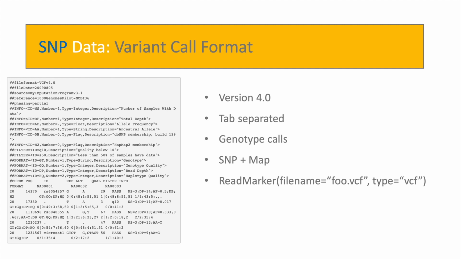And then just that last statement, for those of you who are sitting in R land, is an example of just how simple it is to read in VCF data into Eagle. We use the read marker function. You just need to specify the name of the file, which in this example I'm just calling foo.vcf. And you need to tell that function the type of data that you have, in this case, VCF.